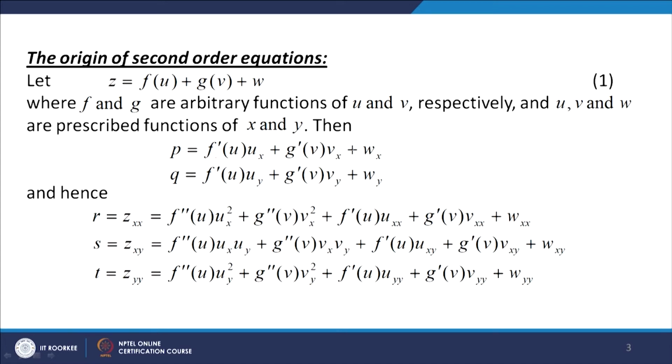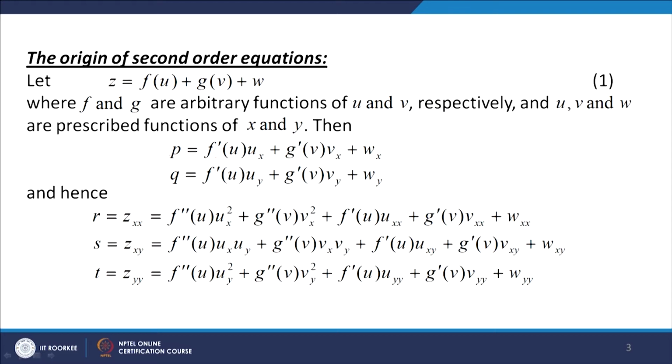And when we differentiate this equation partially with respect to y, we get the partial derivative of z with respect to y as q equal to f dash u into uy plus g dash v into vy plus wy. Now we can find the second order partial derivatives. So let us differentiate this equation with respect to x partially.